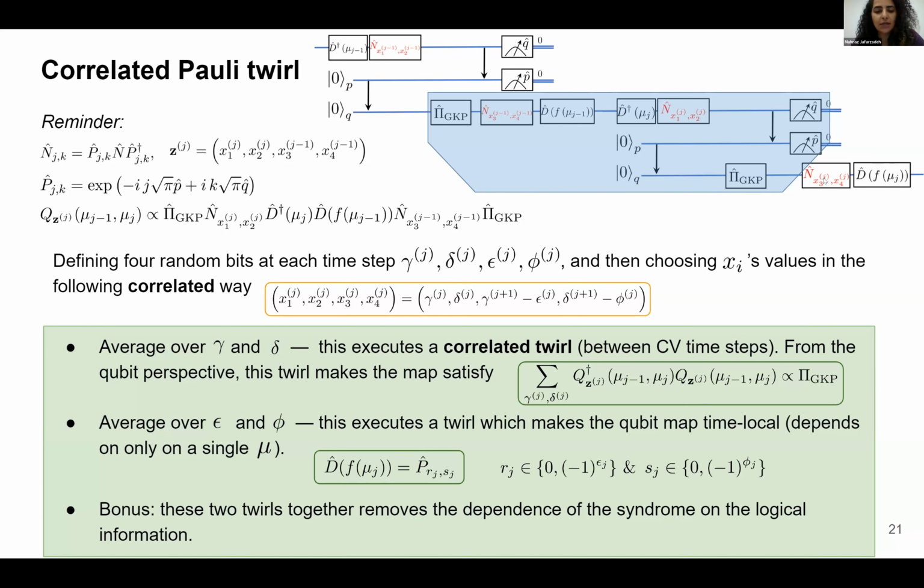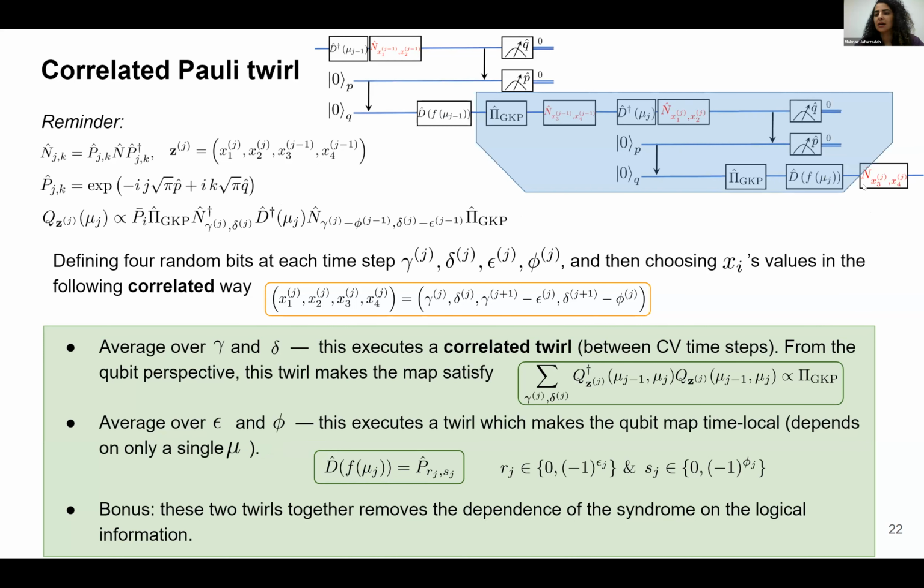So how do we make it commute with the N operator? First, each mu is mapped to a logical Pauli by this F, which is defined by the decoder. And so each mu is mapped to either identity, X, Y, or Z. But then we have different options for each of these logical operators. For example, for the X operator, we can shift it to the right or to the left, or for the Z operator, we can shift it up or down. So which one do we need to do? It turns out that if we correlate this sign with epsilon and phi, and then average over these two bits, then we can make this logical displacement commute with the N operator.